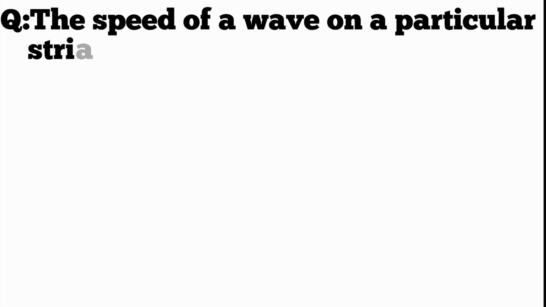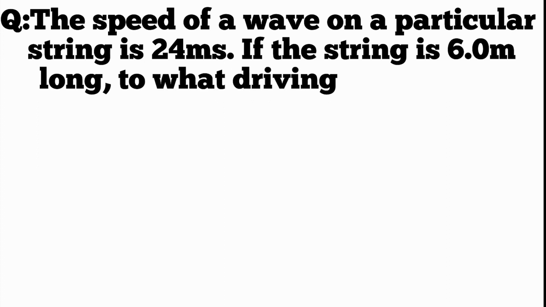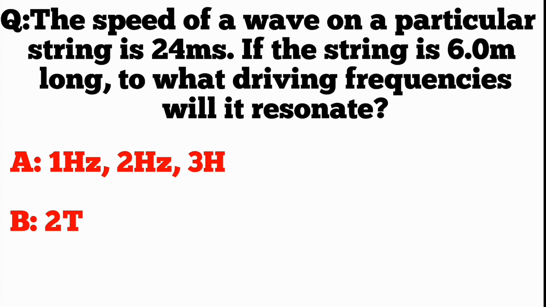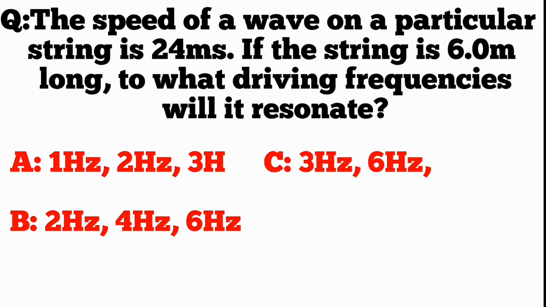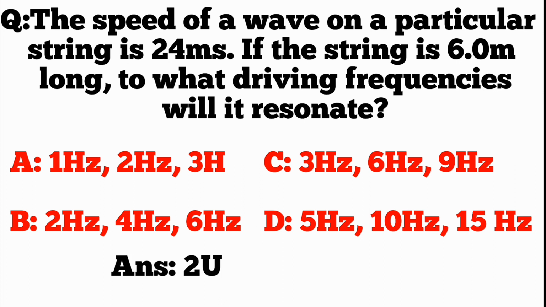Q. The speed of a wave on a particular string is 24 m/s. If the string is 6.0 meters long, to what driving frequencies will it resonate? A. 1 Hz, 2 Hz, 3 Hz. B. 2 Hz, 4 Hz, 6 Hz. C. 3 Hz, 6 Hz, 9 Hz. D. 5 Hz, 10 Hz, 15 Hz. Answer: 2 Hz, 4 Hz, 6 Hz.